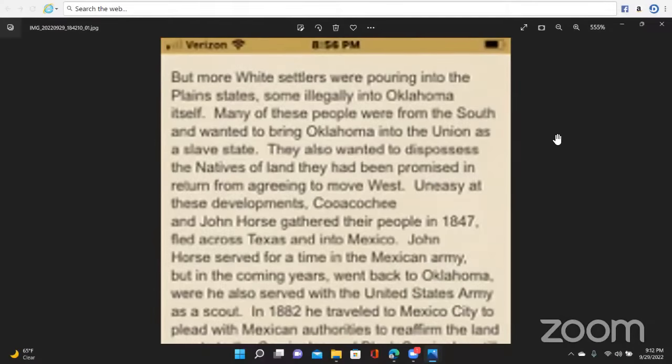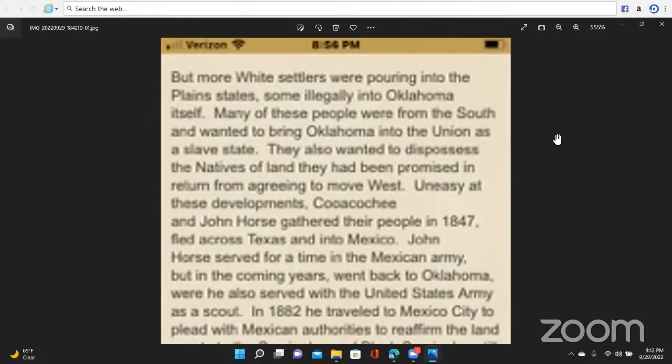Now, remember when I told you when we was coming to fight the wars, they was backdooring us on the heels of the Louisiana Purchase beside all the Indians. This is what they're talking about right here. Many of these people were from the South and wanted to bring Oklahoma into the Union as a slave state. That doesn't make sense. Yeah, they playing games. Look at what it say.